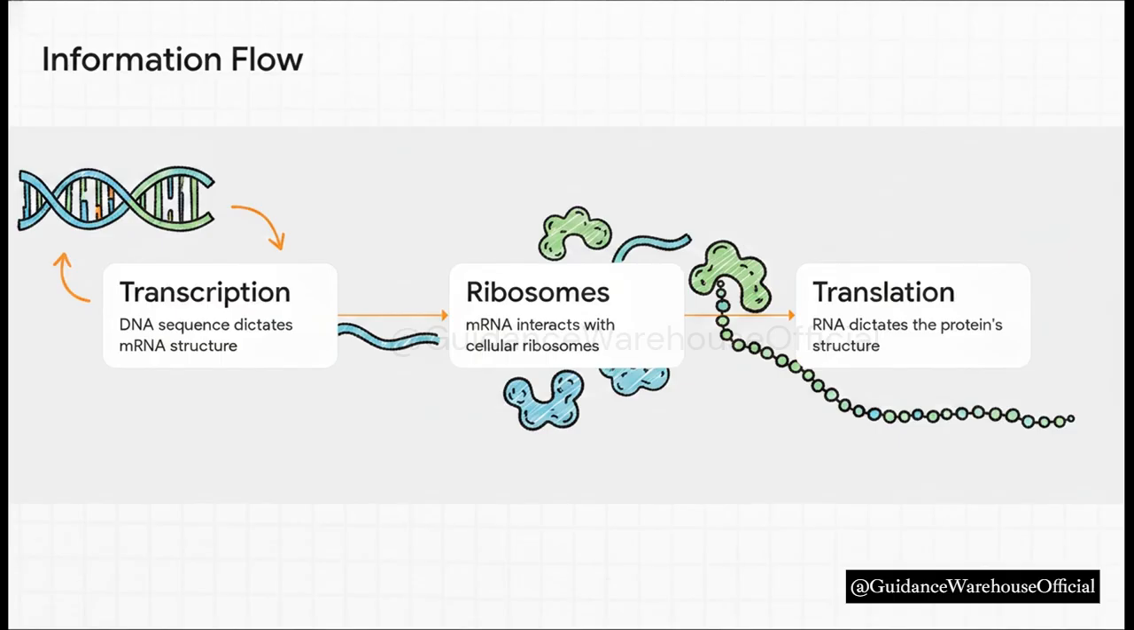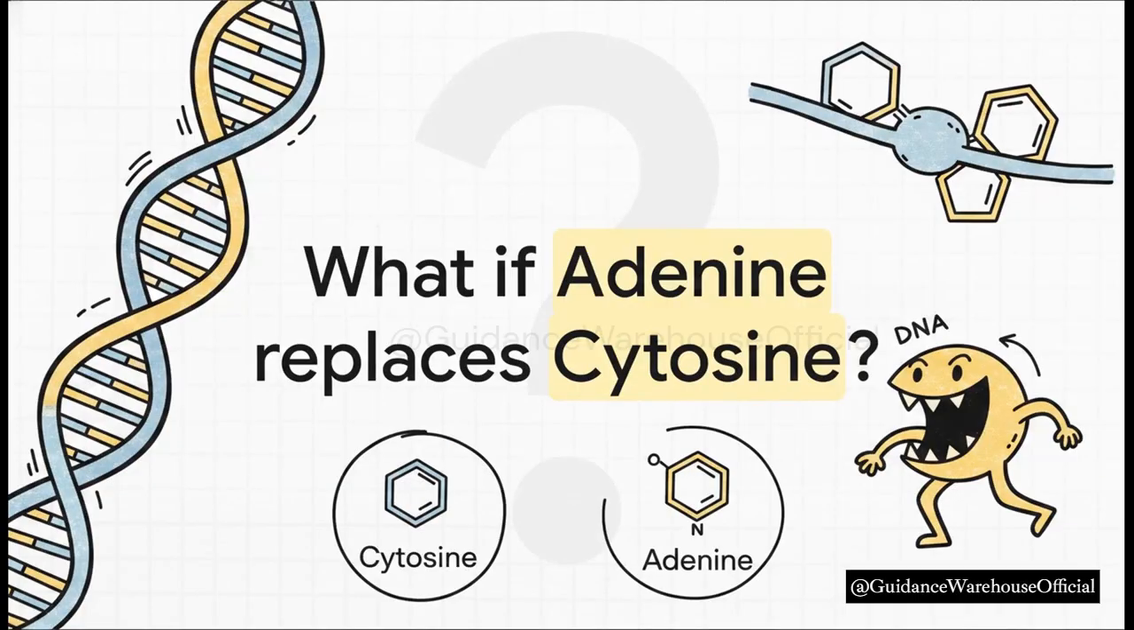Step 2. That mRNA travels out of the nucleus and interacts with the ribosomes. Step 3. The RNA dictates the newly formed protein structure through translation. We're literally translating the language of nucleic acids into the completely different language of amino acids and proteins. And the crazy thing, this central dogma holds true for virtually all organisms on the planet. To wrap up today's explainer, I really want to leave you with a critical thinking question.